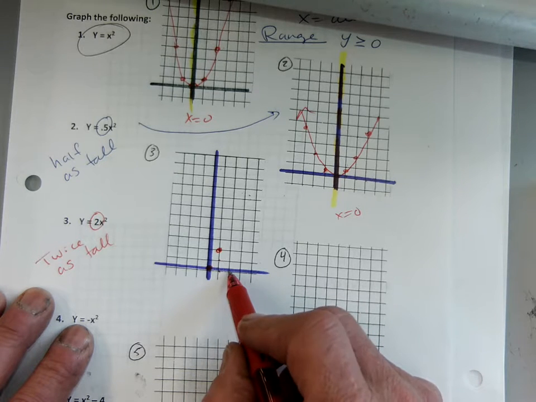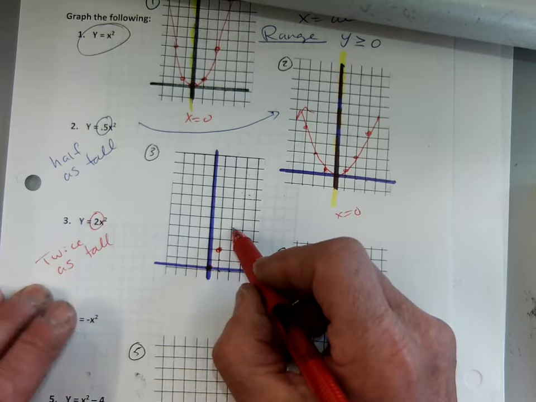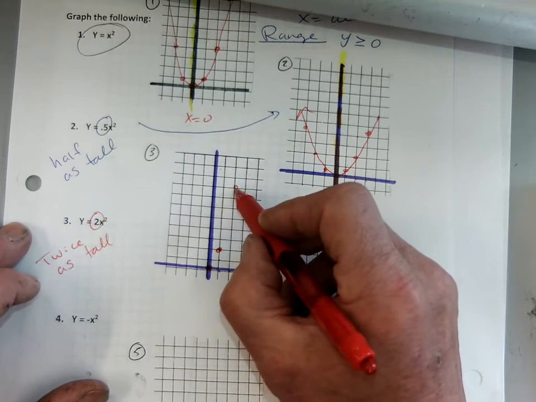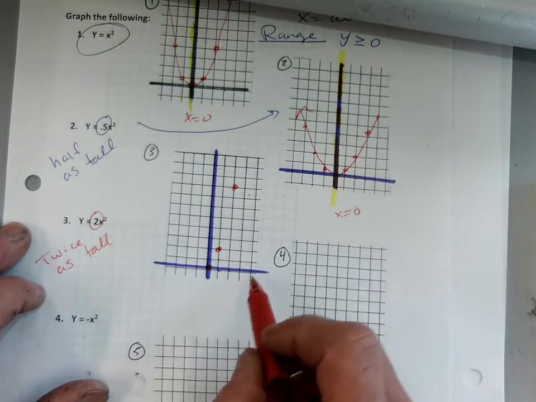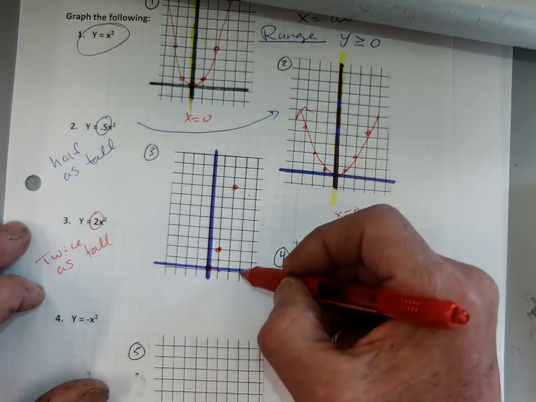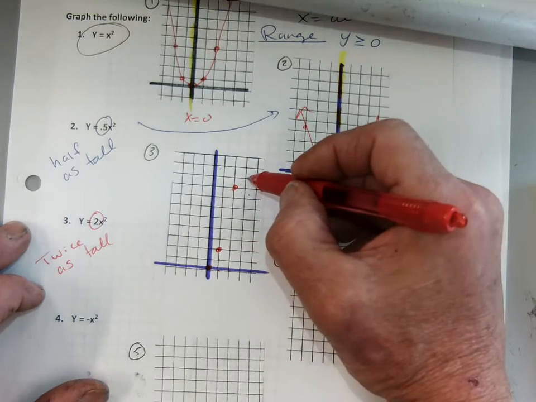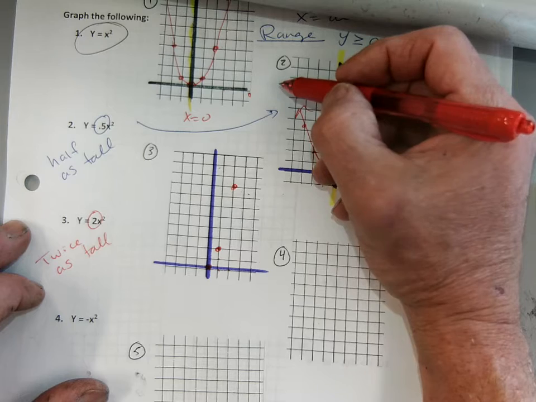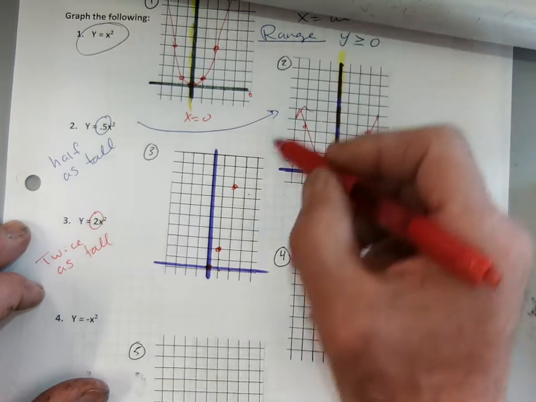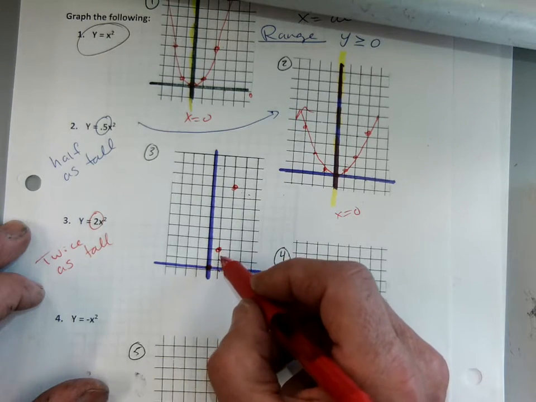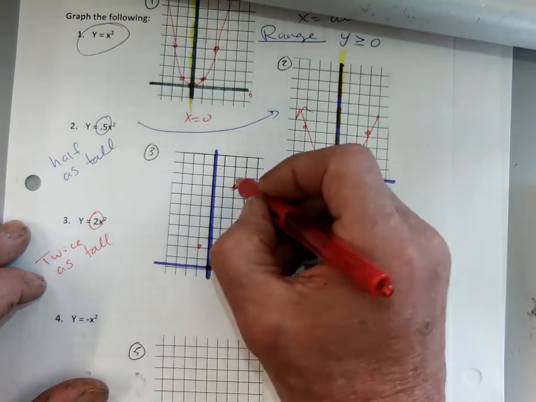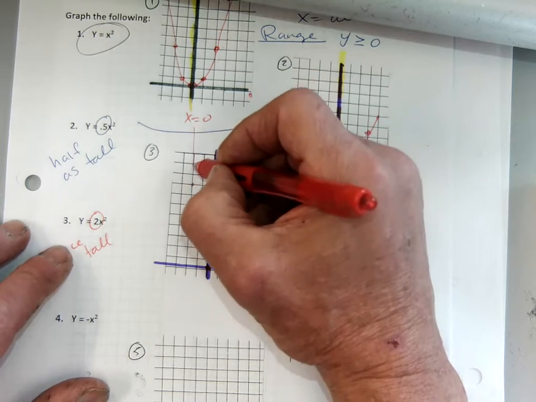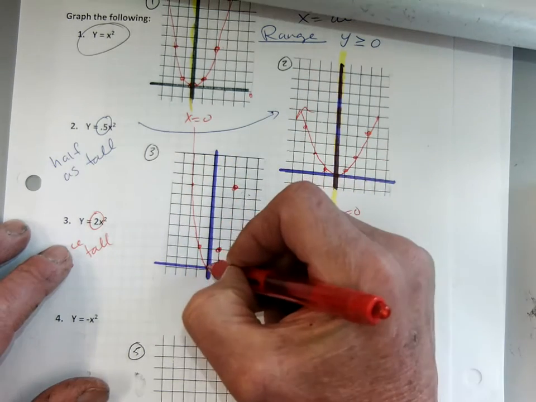2 squared is 4, but I'm going to go twice as high: 4, 5, 6, 7, 8. If I go over 3, 3 squared is 9, but if I double 9 it's off my paper, way up there: 18. So twice as tall. Then I can reflect these points over, and I get a really tall parabola.